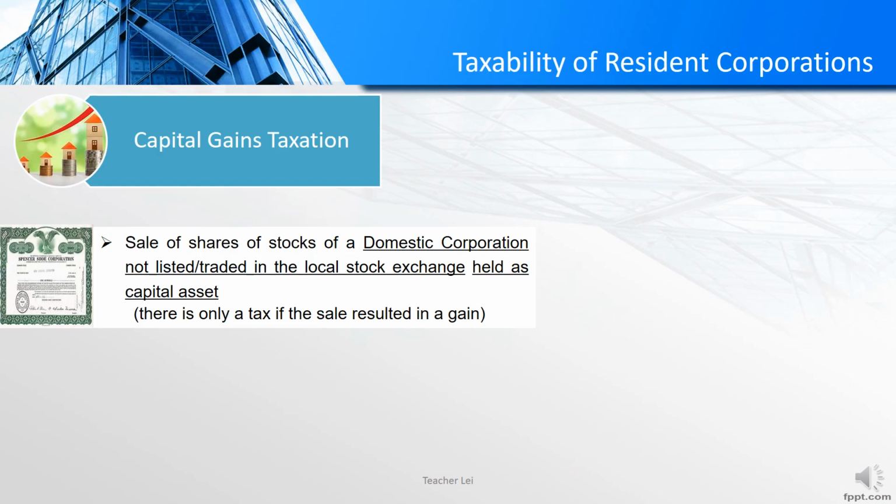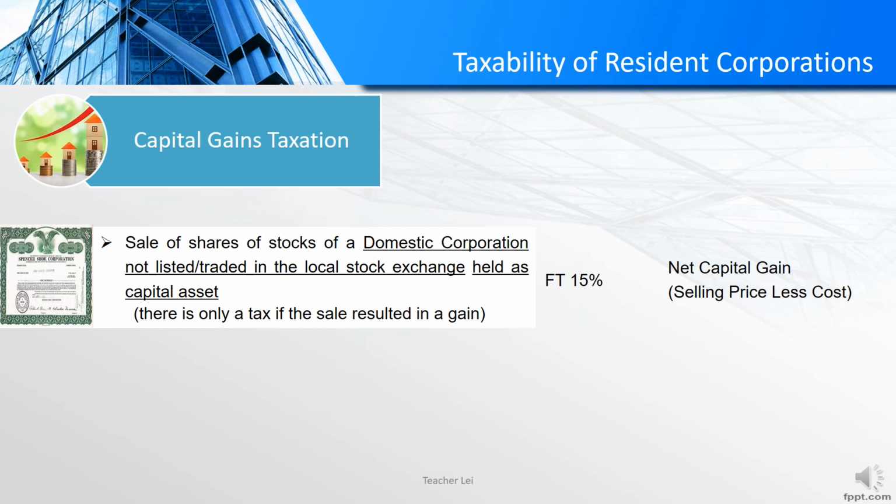Let's first discuss capital gains taxation. Just like domestic corporations, resident corporations' sale of shares of stocks of a domestic corporation not listed or traded in the local stock exchange held as capital asset is subject to the final tax of 15% based on net capital gain, which can be derived by deducting costs from the selling price.